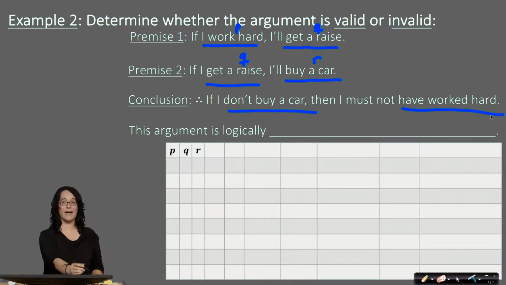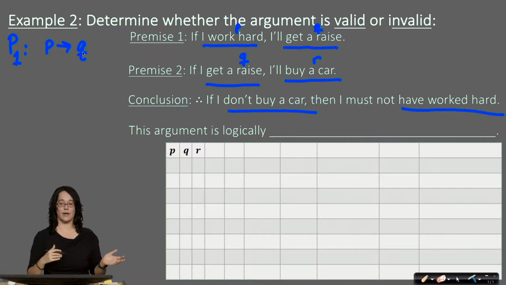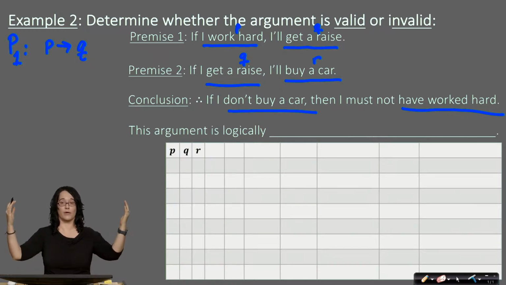Okay, so to write this symbolically, our premise 1 would be an if-then statement. If lowercase p, then lowercase q, right? If I work hard, then I'll get a raise. Again, you might disagree that this is true or false. We're assuming it's true, and for the spirit of analyzing whether, if the premises were all true, would this logically force the conclusion to happen? That's what we mean by valid or invalid here. So if I work hard, then I get a raise.